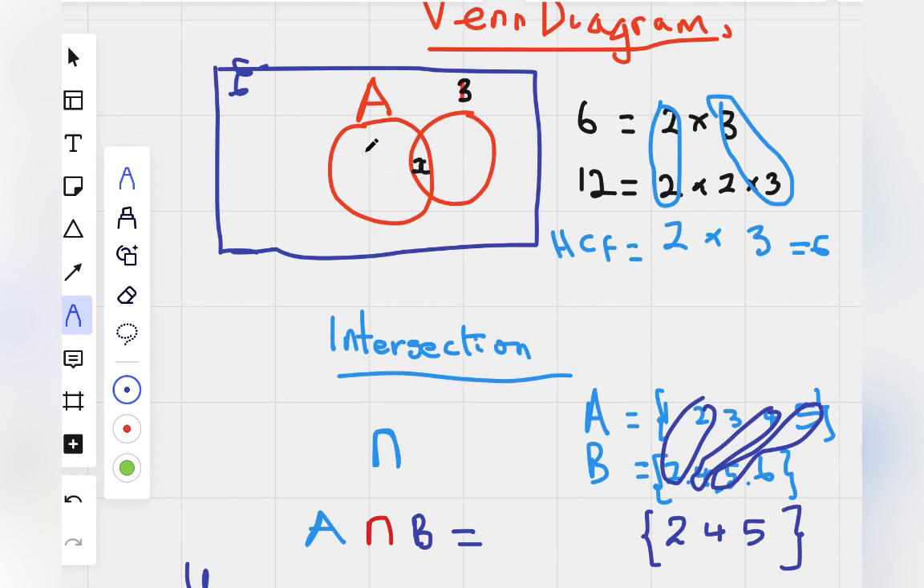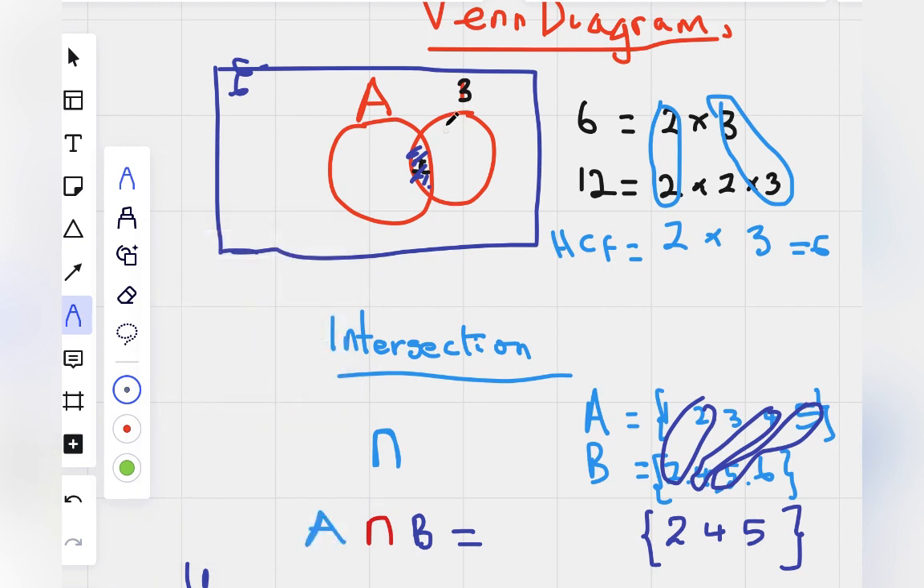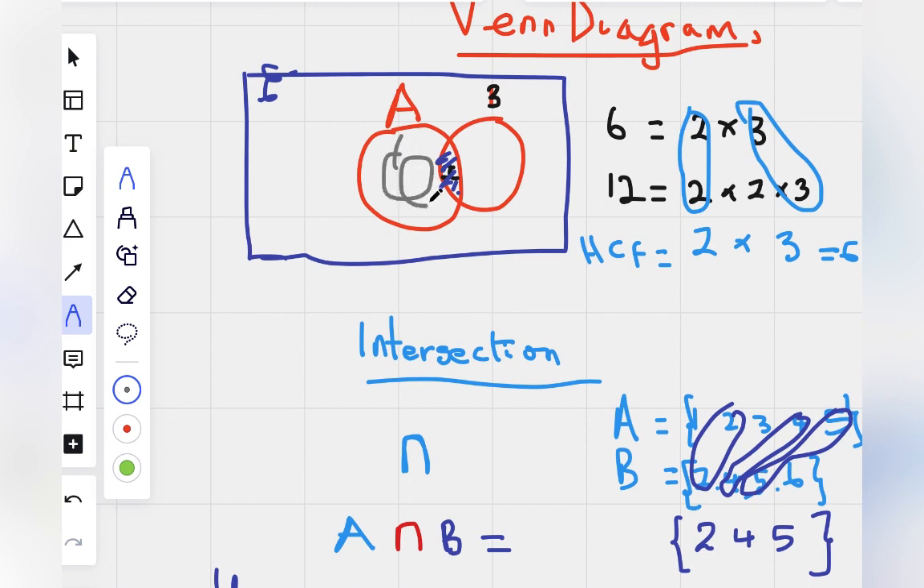So the union in this regard is everything that is inside A and B, not the intersection. Intersection is only the overlap, what is common between A and B. But union is a different concept entirely. The union of set A and set B means everything here. You can shade the whole set A and B, as long as you don't go out of set A and B. That's the meaning of union. Everything that is in A and B is the union between the two sets.